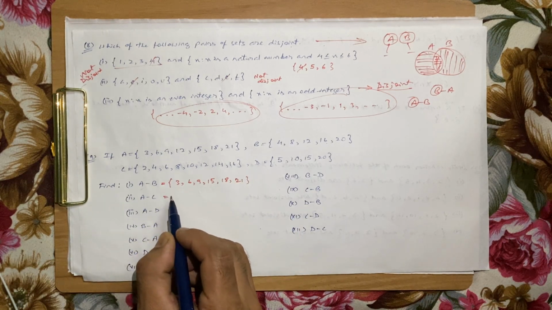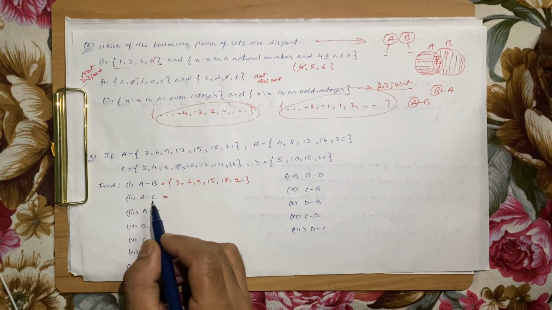What is A minus C? Elements that purely belong to the set A and not to the set C. So look at these two sets.